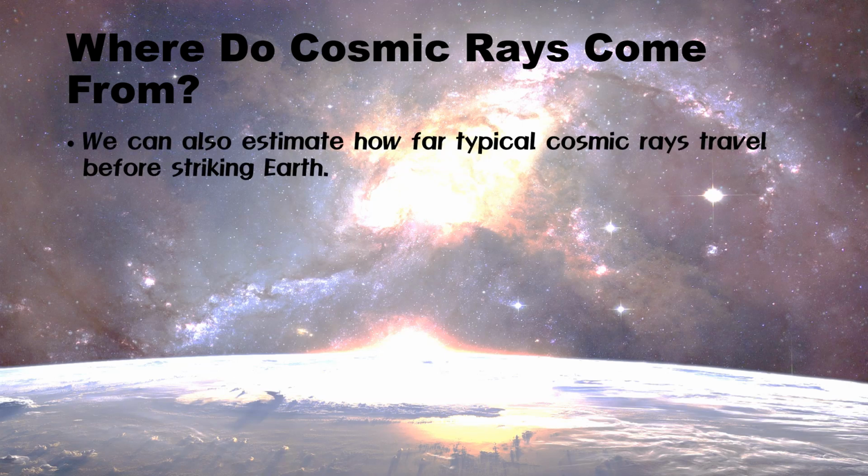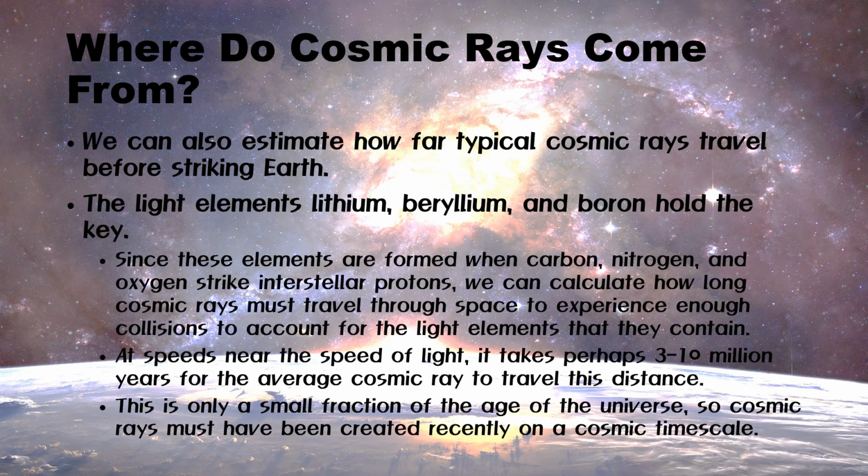Now, we can estimate how far typical cosmic rays travel before striking Earth. If we look at the light elements lithium, beryllium, and boron, these are going to be the key to our answers. Since these elements are formed when carbon, nitrogen, and oxygen strike interstellar protons, we can calculate how long cosmic rays have to travel through space to experience enough collisions to account for those light elements they contain. At speeds near the speed of light, again that 90% we were talking about, it takes perhaps 3 to 10 million years for the average cosmic ray to travel this distance.